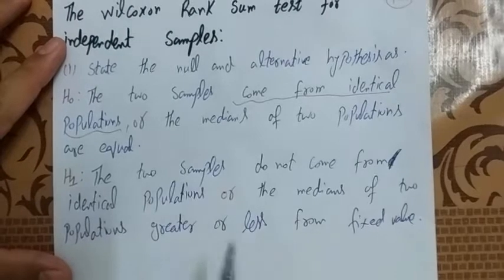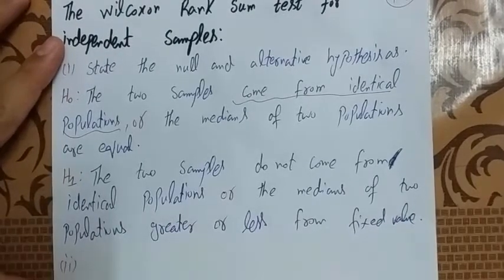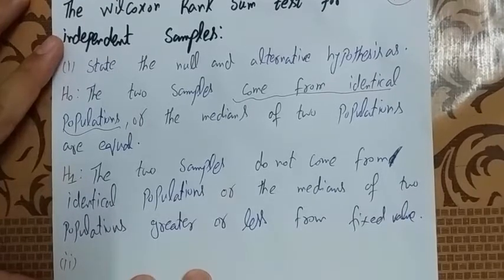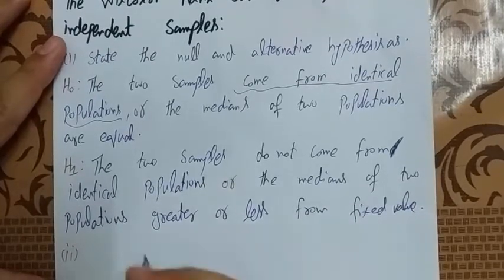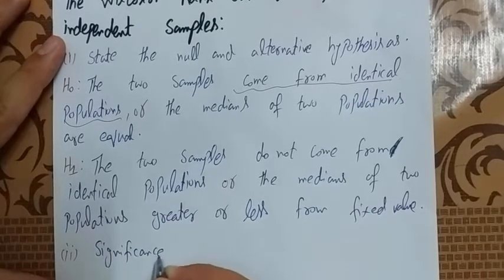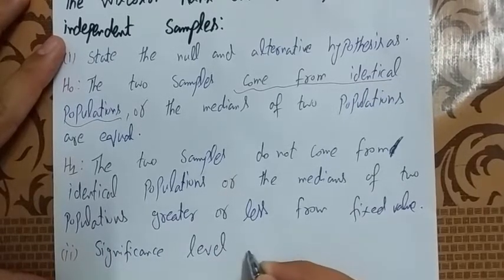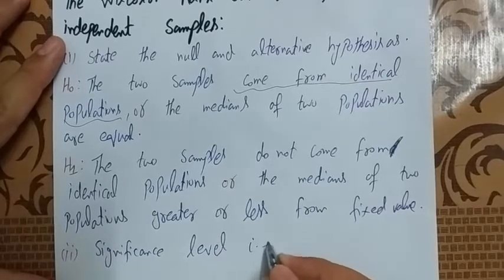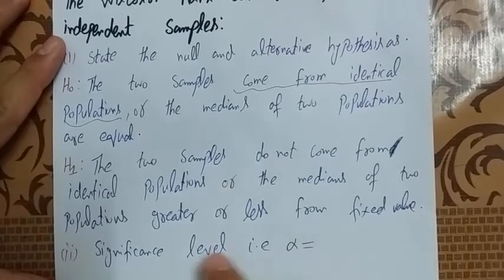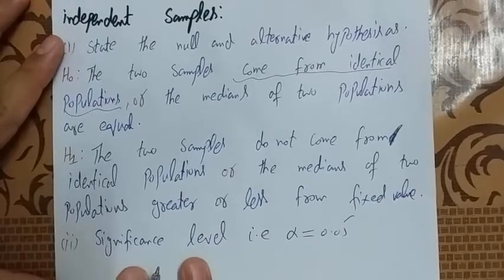Secondly, students, in the second step, find out the significance level. We generally use alpha for the significance level, and normally 0.05 is taken.